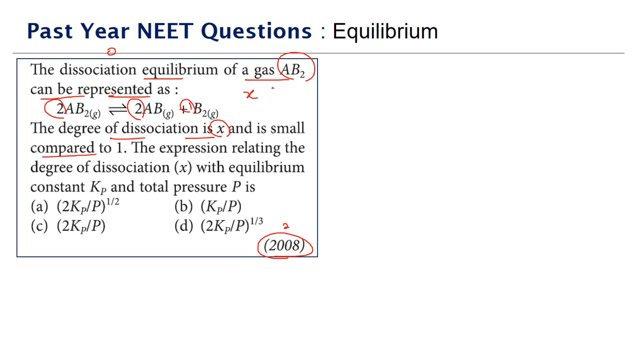So straight away they are saying that X is small in comparison to 1. The expression relating the degree of dissociation X with the equilibrium constant Kp and total pressure P. Okay, so now what we need to find? We have to express the value of X in terms of Kp and total pressure.